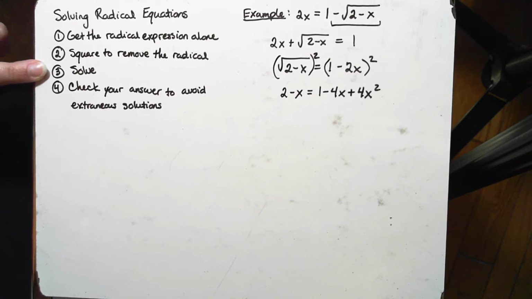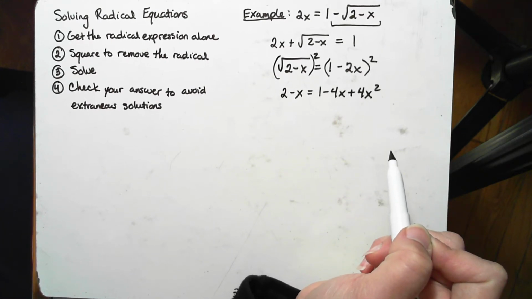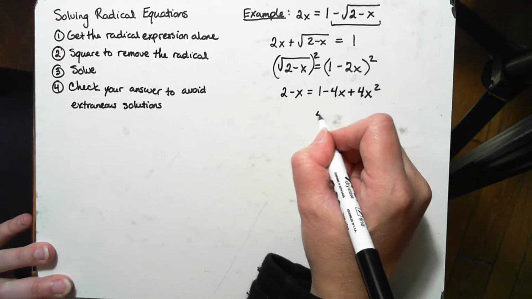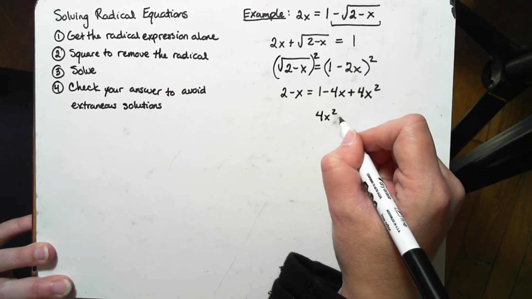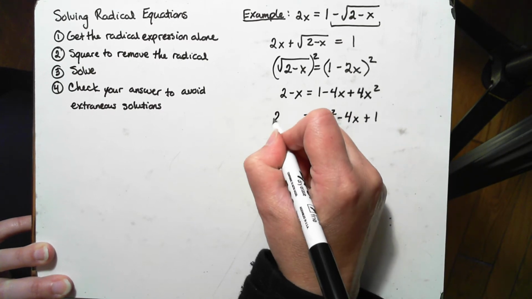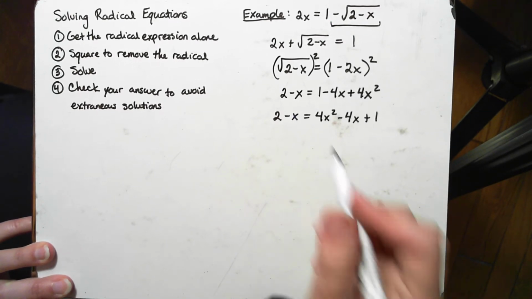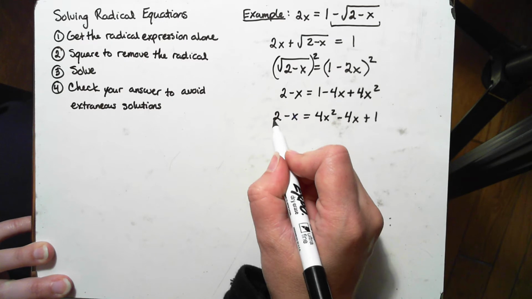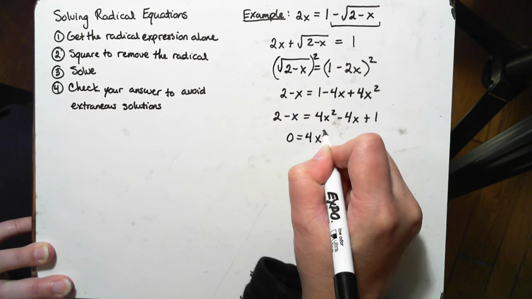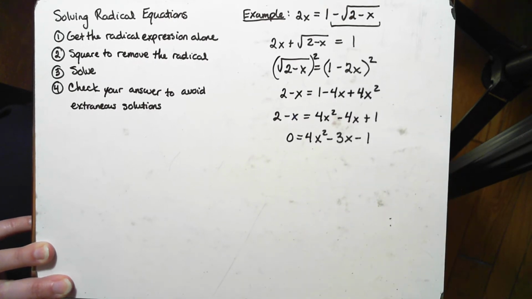Now we need to solve this. Notice it is a quadratic, so what I'm going to do is get everything to one side and find the zeros. So I'm going to reorder this. My 4x squared is going to be first, minus 4x and plus 1. That's just putting it into standard form, which is always useful when we're dealing with quadratics. I'll add x to this side, and I will subtract 2. So I have 0 equals 4x squared minus 3x minus 1.